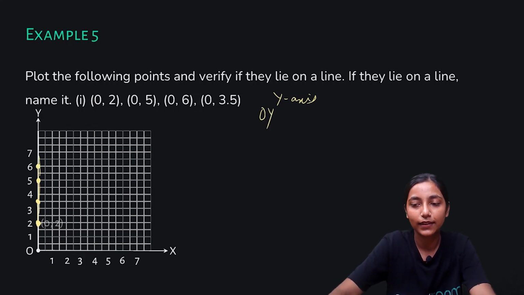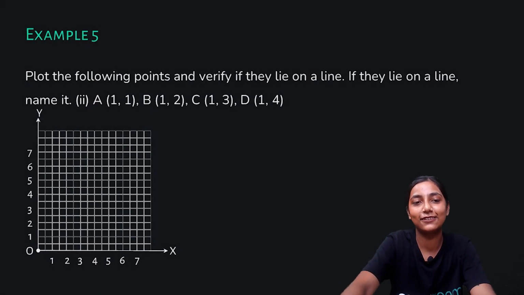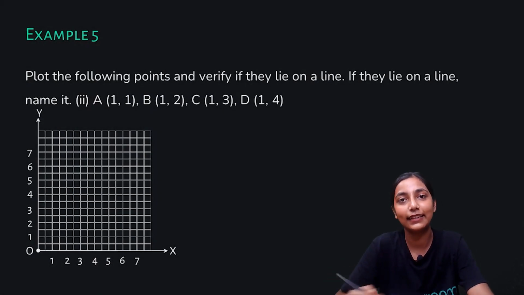Right? What do we have next? So, yes, this is 0, 2, this is 0, 3.5, 0, 5, and 0, 6. So, all these points were lying on the same line and that line was our y-axis.